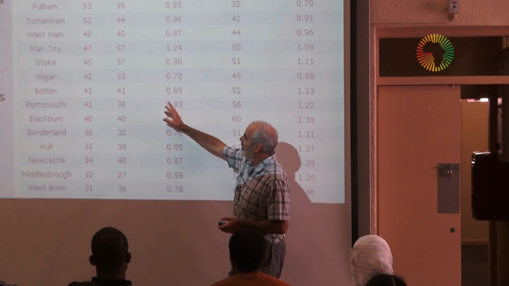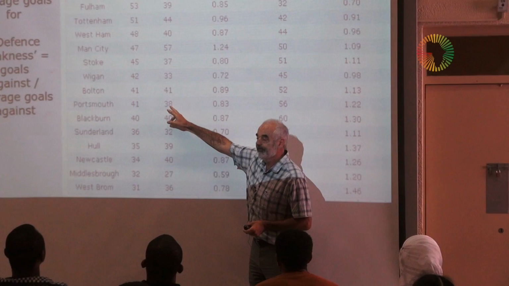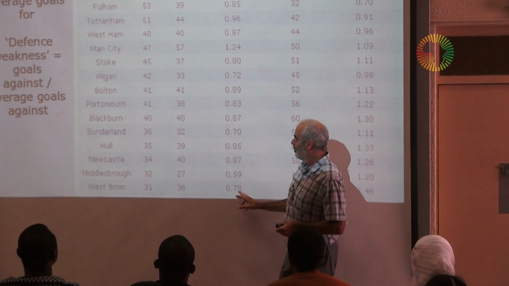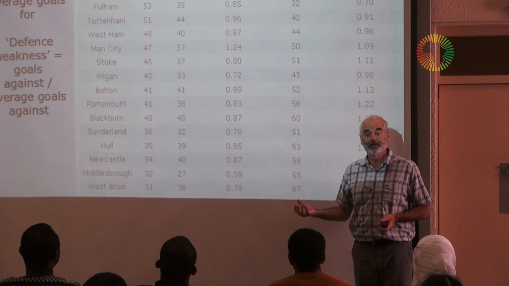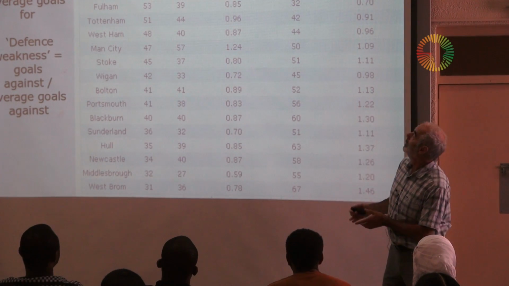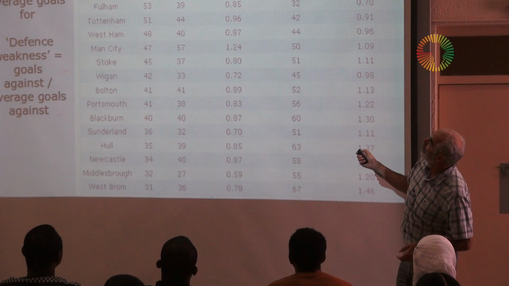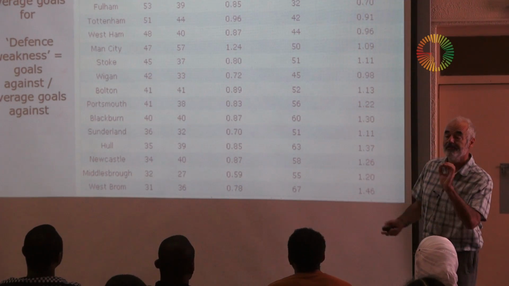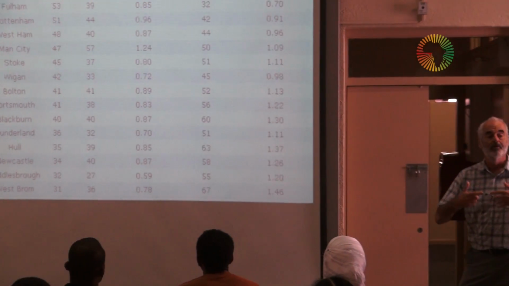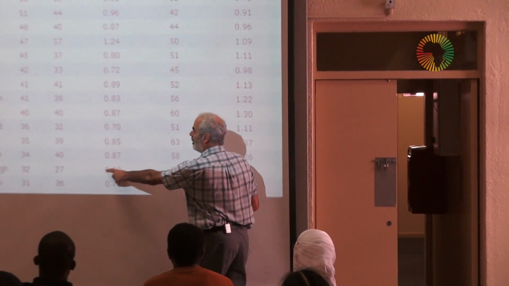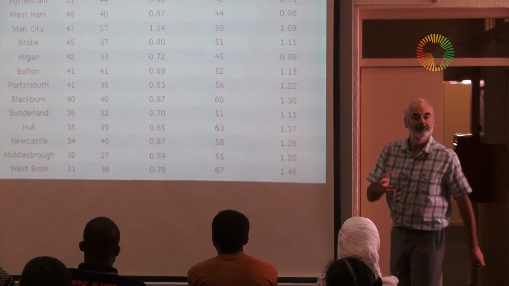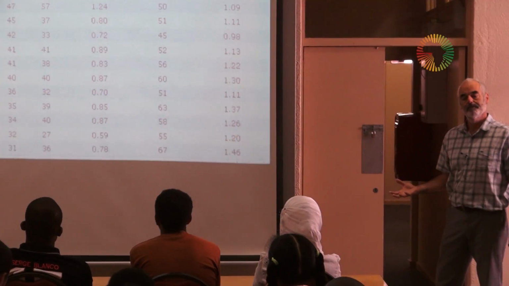So if we take a ratio of this over 46, we get a measure of the strength, the quality of the attack. So top is Liverpool, who score 61% more than average. Bottom is Middlesbrough, who only score 59% of the average number of goals.